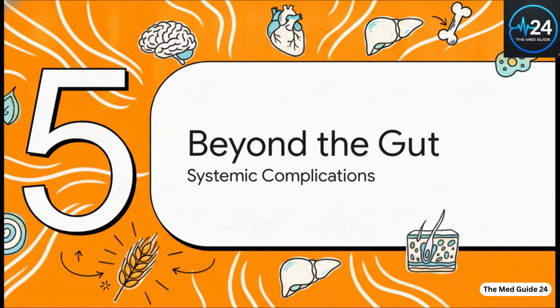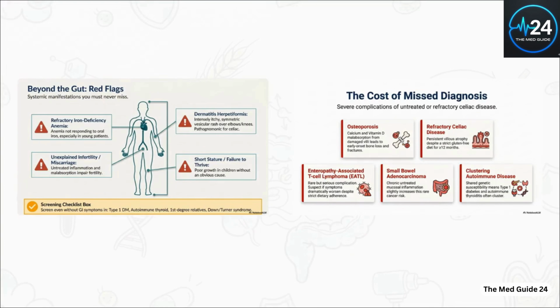Now, celiac disease doesn't just stay in the gut, so let's briefly look at the systemic complications you have to keep on your radar. You must never miss extraintestinal red flags, like the pathognomonic dermatitis herpetiformis rash. That intensely itchy vesicular rash on the elbows and knees is a massive clinical clue. You also need to watch out for refractory iron deficiency anemia, just like our patient Ananya had, as well as unexplained infertility or failure to thrive in kids. Missing these diagnoses leads to severe costs.